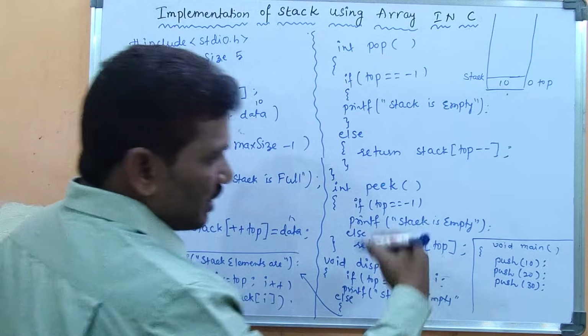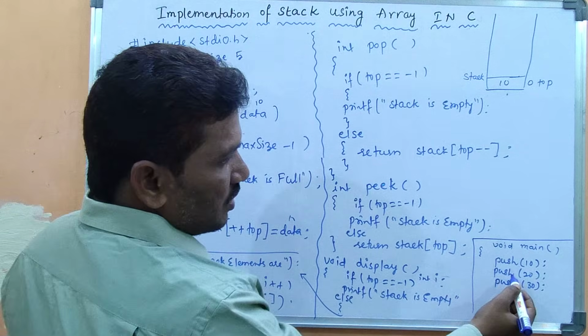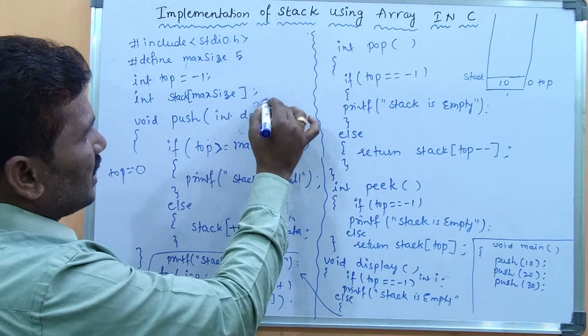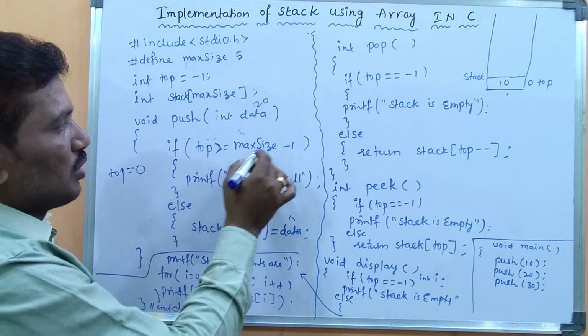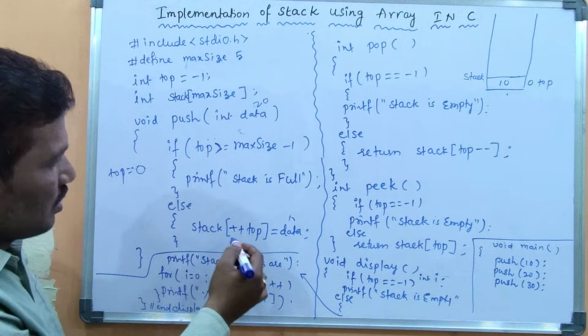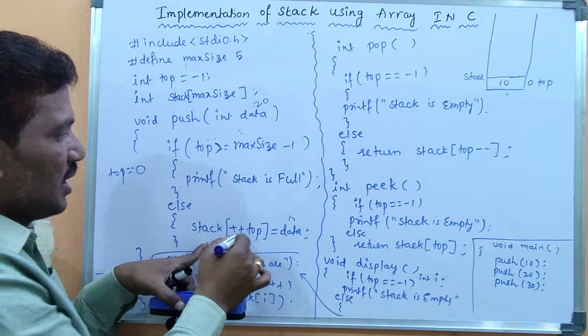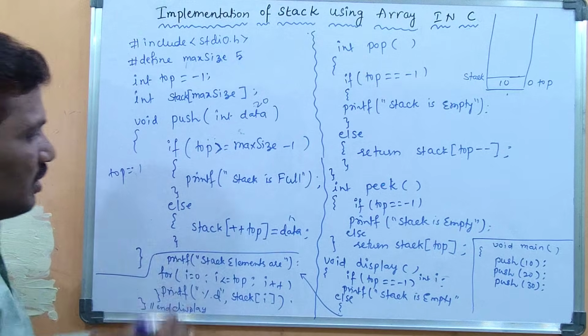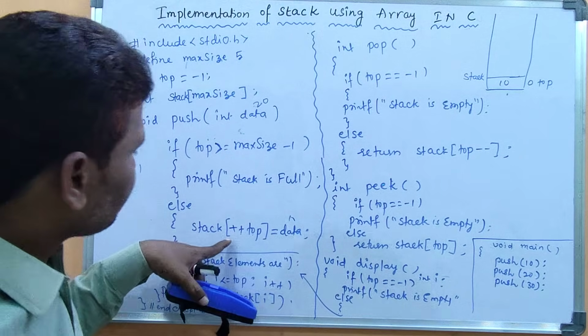Okay. Then whenever again after that, control will come back to the main function. Push of 20. Now at this time the data value becomes 20. The condition top greater than or equal to maximum - 1 returns false, so the control comes to the else part. Plus stack of plus, the top value will be incremented by 1. Top value becomes 1. Got my point?